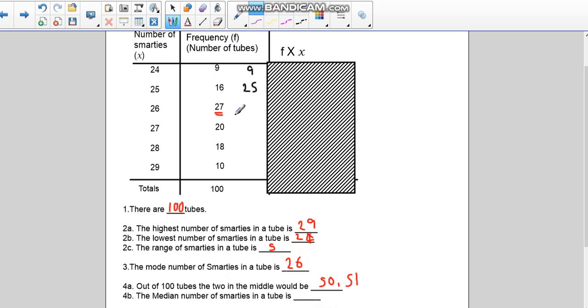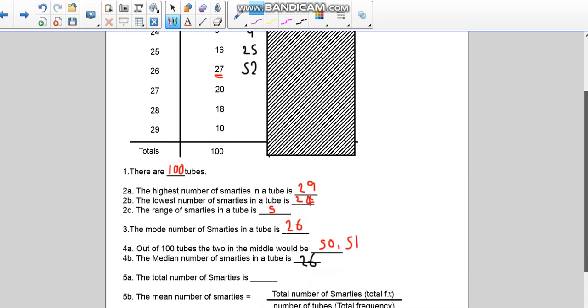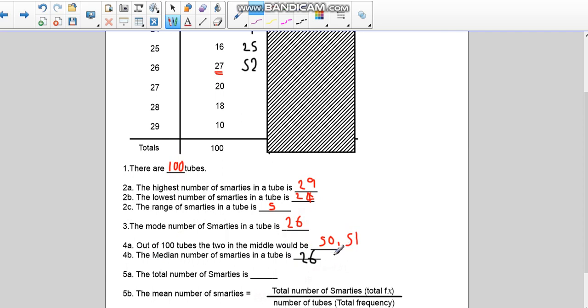I've still not got to 50. Then I'm going to add 27 because I've got 27 26s coming up. So 27 and 25 is 52. Now I've gone past 50 and 51, so 50 and 51 must have been the number 26. So the median number is 26. Again, think about it: I've got 24 9 times, then I've got 25 16 times, and then I've got 26 27 times, and I've gone up to 52, which means I've passed 50 and 51. That's the hardest one, actually. The median is always the hardest one.